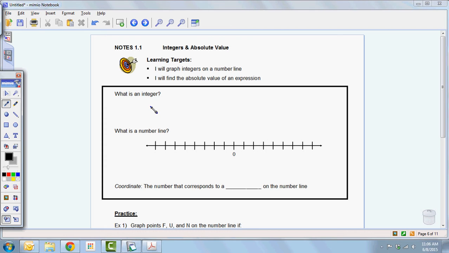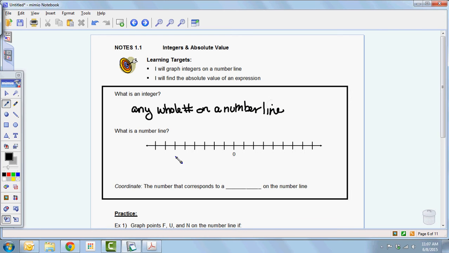So an integer is any whole number on a number line, and a number line is what you see below. There are decimals and fractions hidden in between integers on a number line, but an integer is considered anything on the number line listed as a whole number. So if we look at this number line down here, we start with 0, and your numbers to the right of 0 are going to gradually get larger.